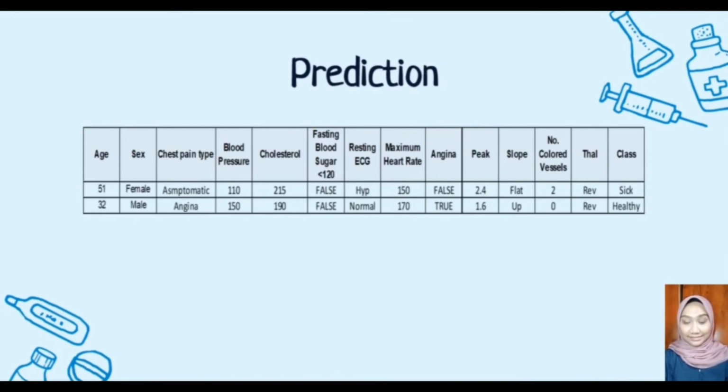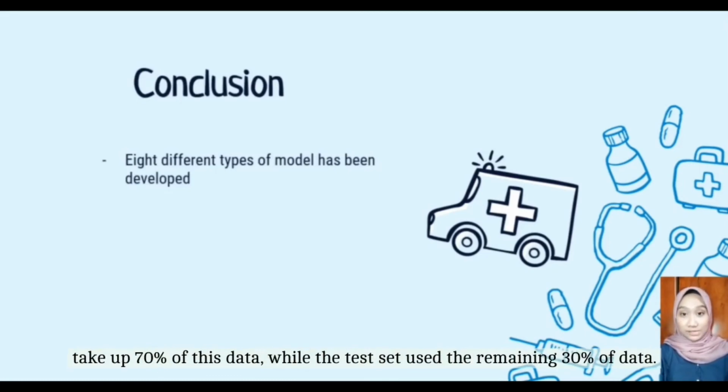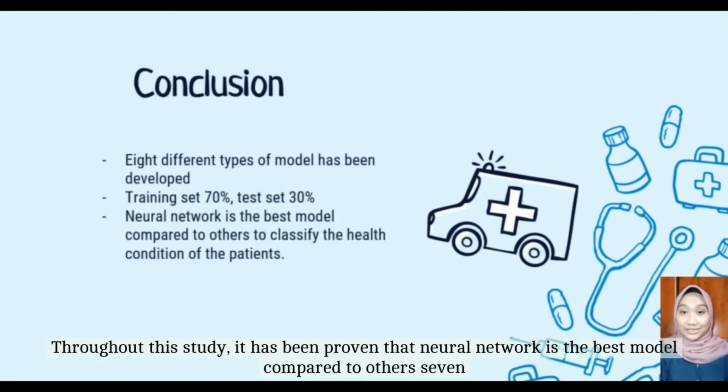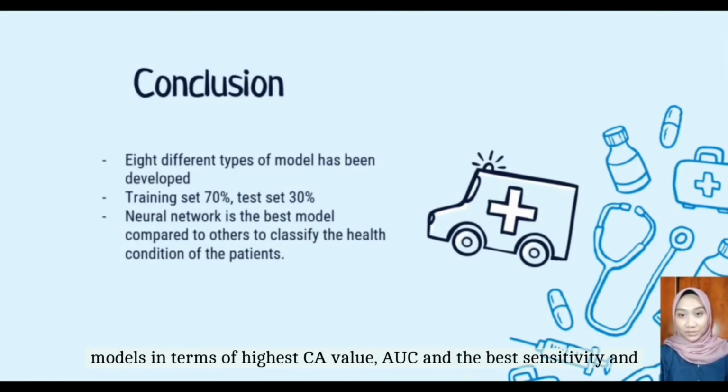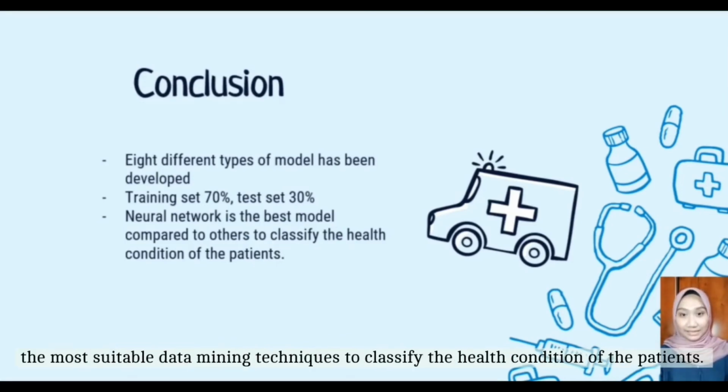This study has developed 8 different types of models. The training set takes up 70% of the data, while the test set used the remaining 30% of data. Throughout this study, it has been proven that neural network is the best model compared to the other 7 models in terms of highest CA value, AUC, and the best sensitivity and specificity results. Therefore, neural network has been chosen as the most suitable data mining technique to classify the health condition of the patient.